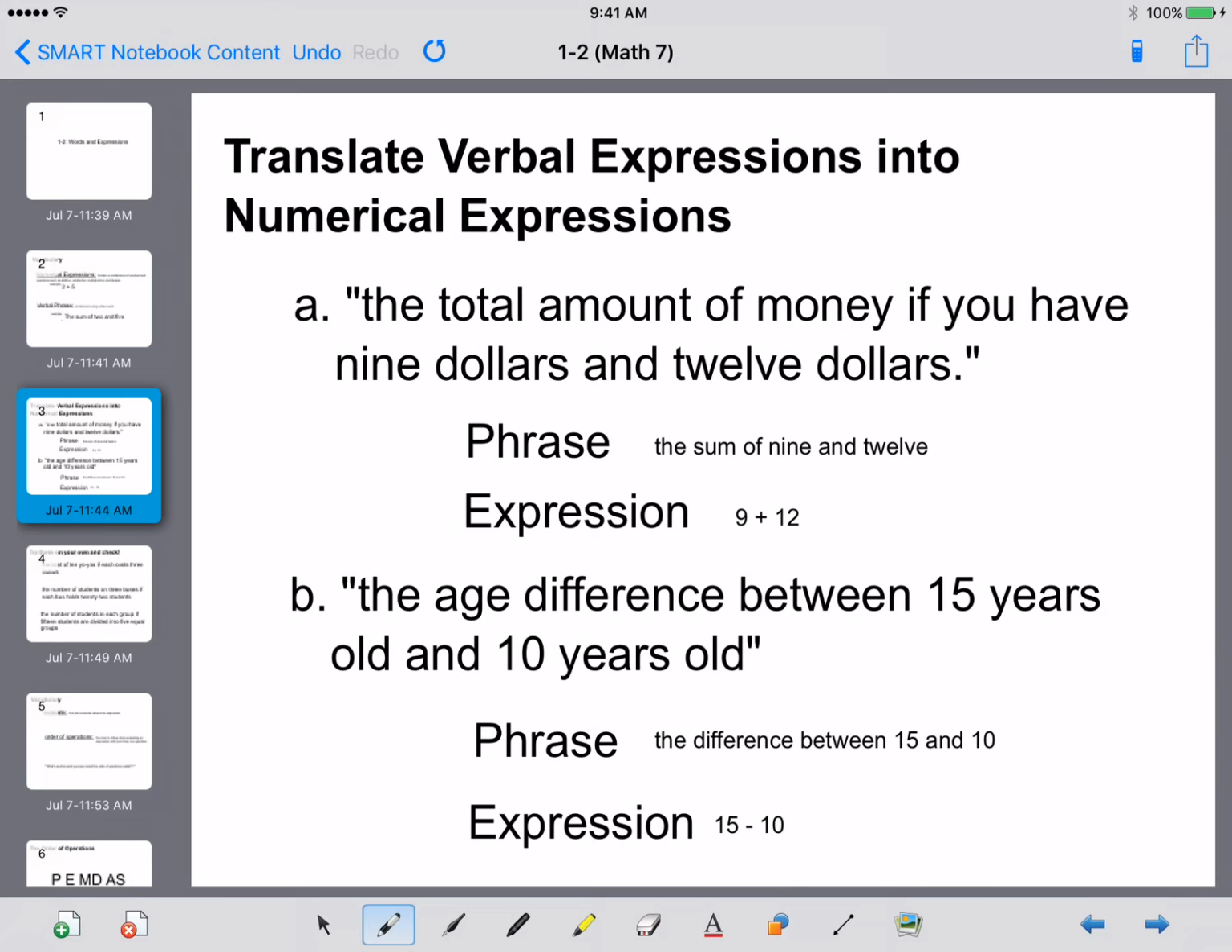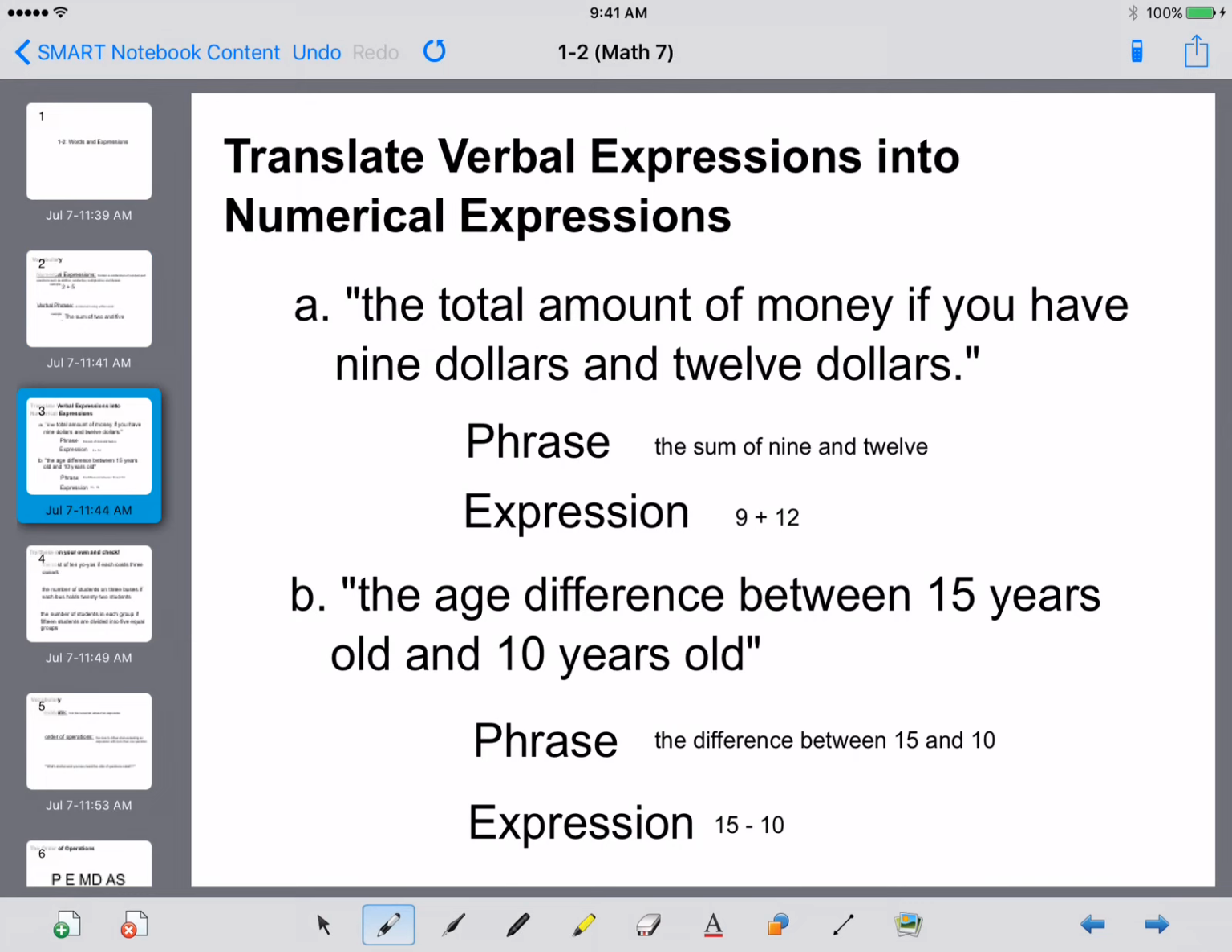What we're going to do here is translate verbal expressions into numerical expressions. So the first thing that we have is a verbal expression: the total amount of money if you have $9 and $12. The phrase that we're looking for would just be the sum of 9 and 12, because it's $9 and $12. So then our expression would be 9 plus 12.